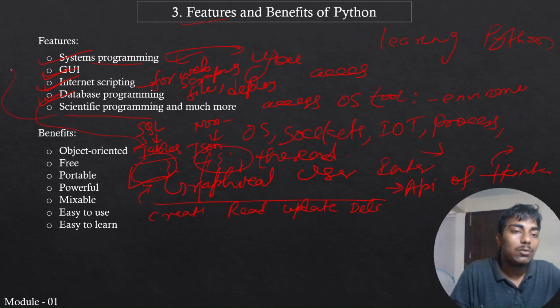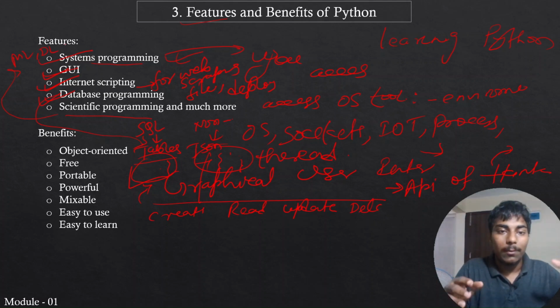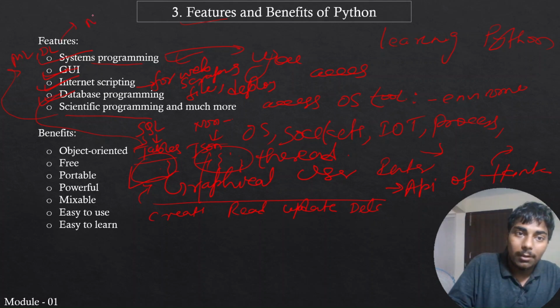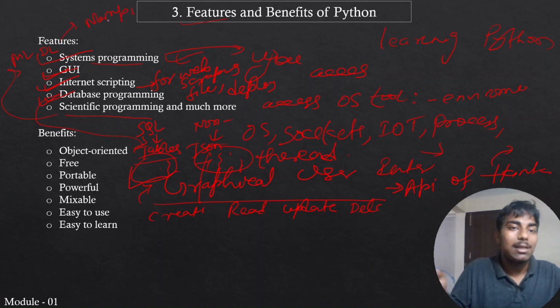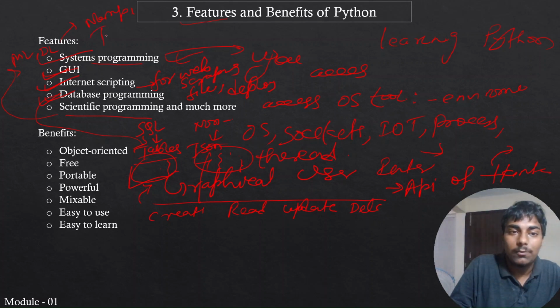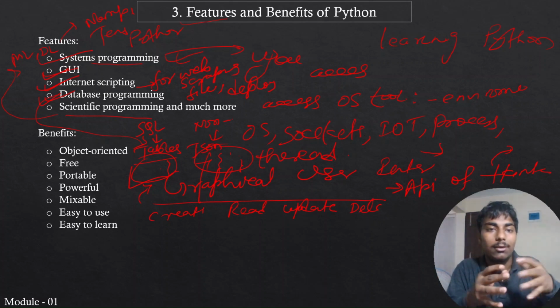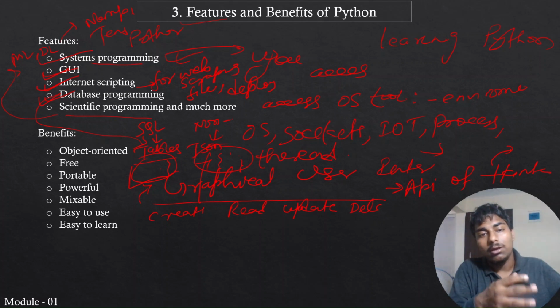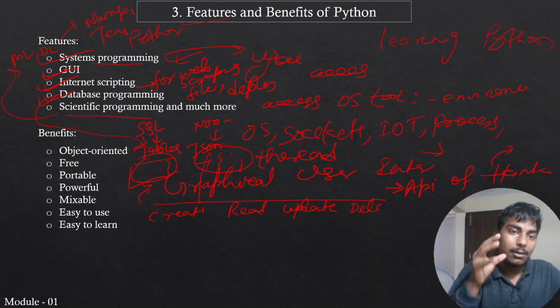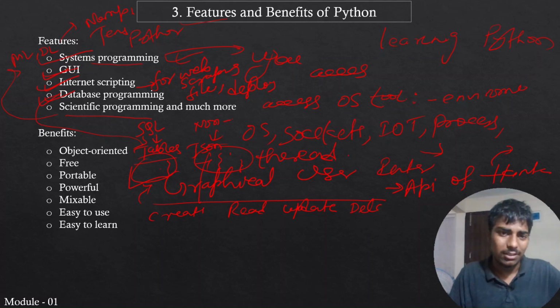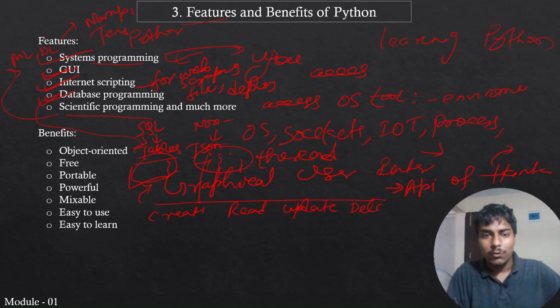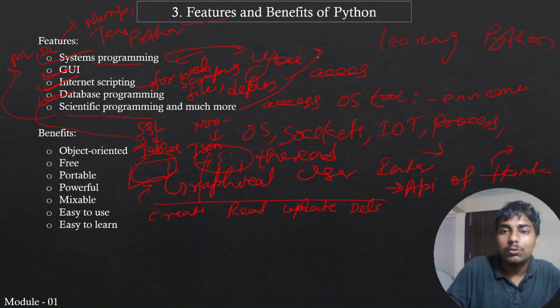Scientific means what? People are using Python in machine learning, deep learning, and AI, right? People are building machine learning models using Python, and mostly people use NumPy in the beginning for numerical calculation, and things like TensorFlow and PyTorch. These are used in AI to create models and train the models. So people are mostly using Python to train models like machine learning. Now, much more means you can use Python to develop games.